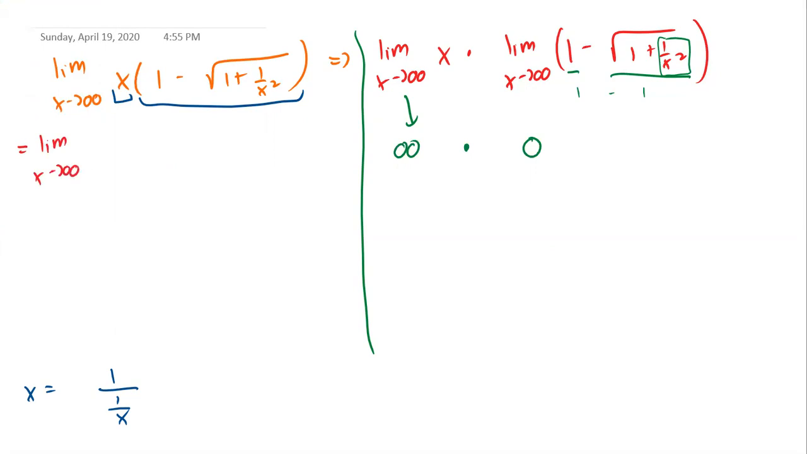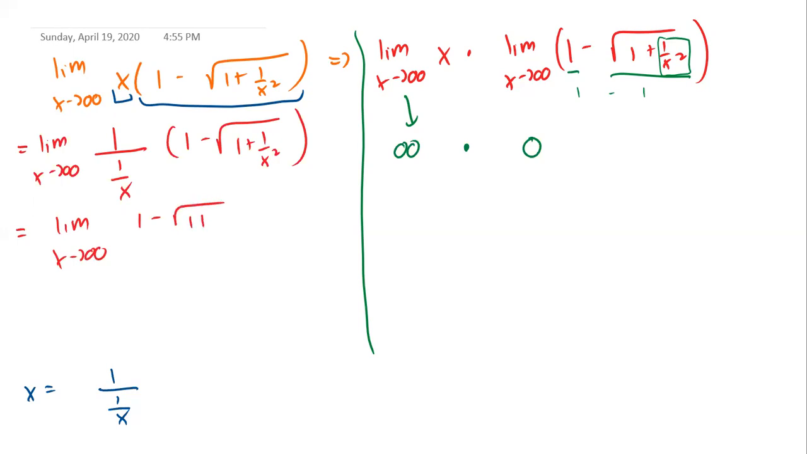Right, so x I wrote as 1 divided by 1 divided by x. The rest I left the same. Okay. Now when I multiply this out, again, just multiply across, numerator times numerator. So on the top, I get 1 minus the square root of 1 plus 1 over x squared. And on the bottom, I get 1 divided by x.